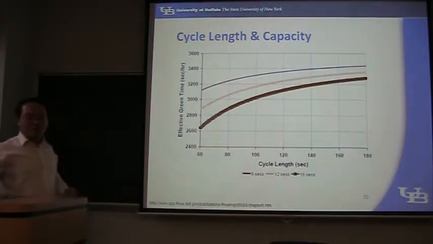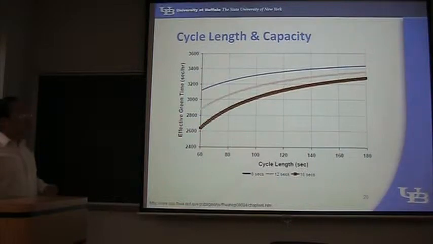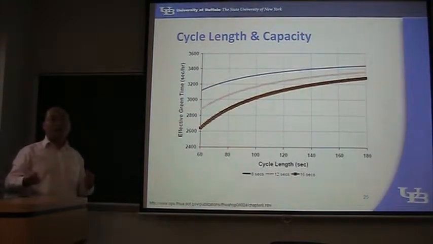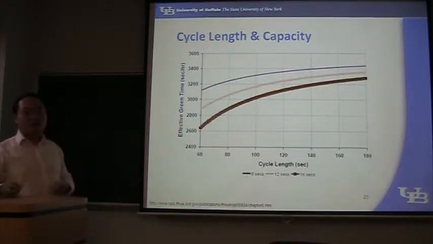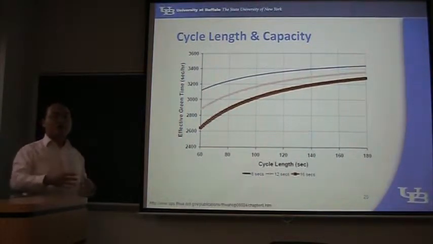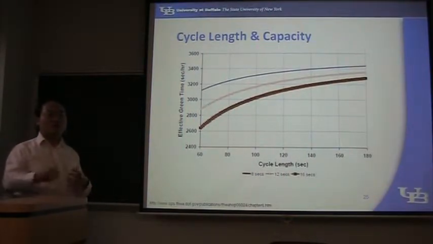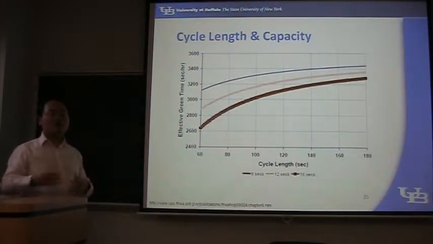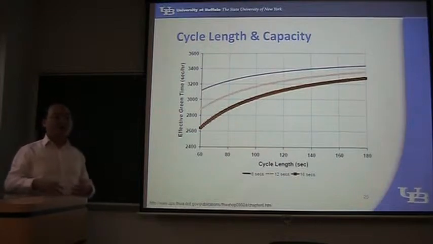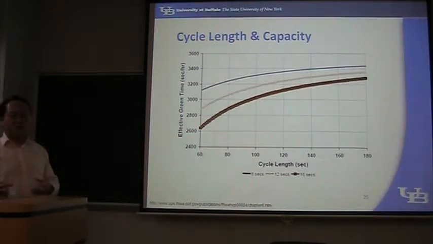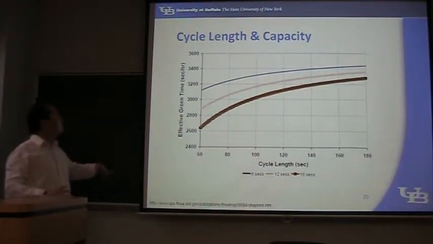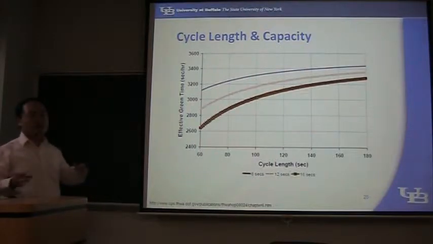The reason we want to control the cycle length is that when you switch phases, you are going to lose some time. Because when you change from red to green, the drivers won't respond immediately. They are going to waste 1 or 2 seconds. So the more phases you have, the more time you are going to lose. That's why you want to control your cycle length.